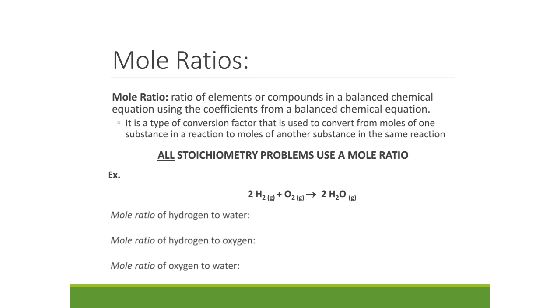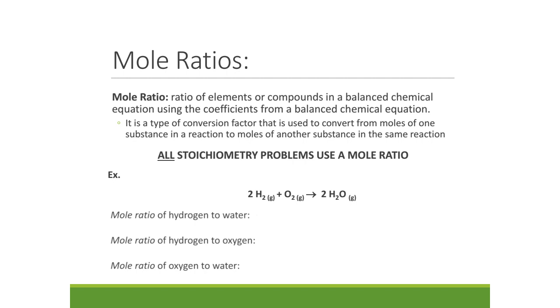So let's talk more about mole ratios. A mole ratio, by definition, is a ratio of elements or compounds in a balanced chemical equation using the coefficients from the balanced chemical equation. A mole ratio is essentially a type of conversion factor that we use to convert from one type of moles in the reaction to another, one substance to another substance. All stoichiometry problems use a mole ratio. Using the mole ratio is what makes it a stoichiometry problem, because that's what allows us to switch between different substances in a chemical reaction.